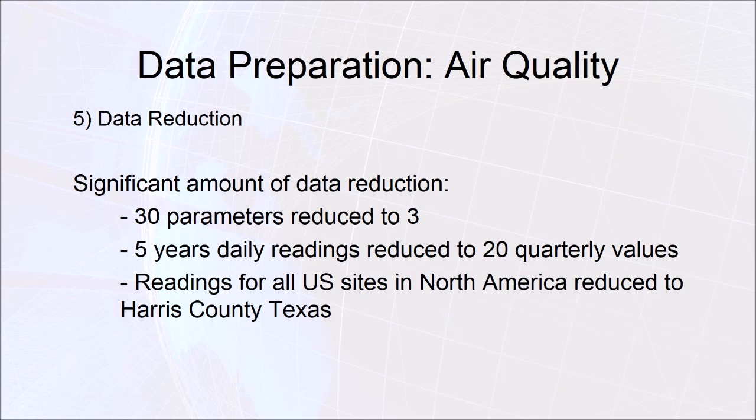This was a significant undertaking due to the sheer volume of data that is available. Each pollutant had 30 parameter readings daily per each reading site across North America, including the 48 contiguous states, parts of Canada, Mexico, and the Caribbean. In reducing this data, we cut the 30 parameters per pollutant down to 3: a date, a location, and an air quality index. The 5 years of daily readings were reduced to 20 quarterly values to match the way data was presented from the medical side.